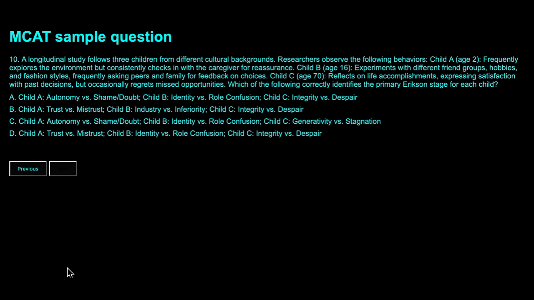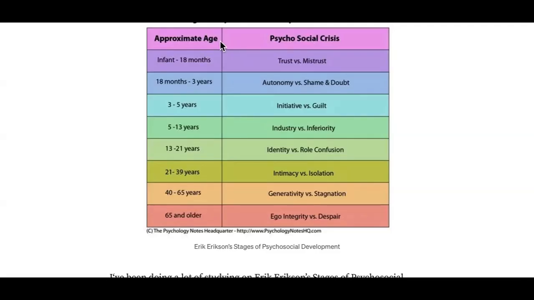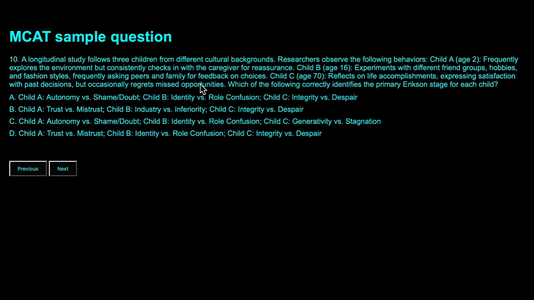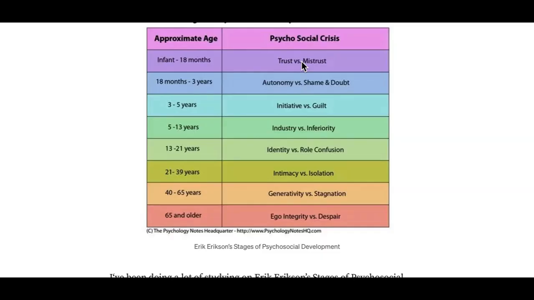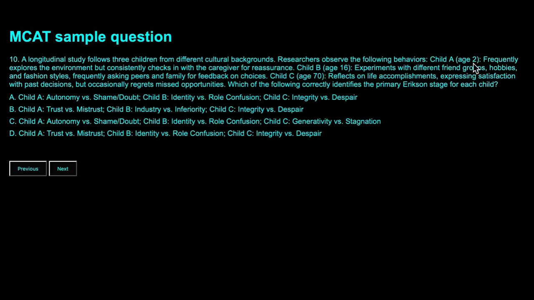So, in order to answer this question, we need to know about the Erikson stages. And these are the stages. We have trust versus mistrust, autonomy versus shame, initiative versus guilt, and so on and so forth. The first child frequently explores the environment but consistently checks in with the caregiver for reassurance. So that's about trust versus mistrust, right? So here, the first stage, infant from 18 months. The crisis they're facing is trust versus mistrust. And if we come back here, the child is 2 years old, which falls within the age range. So we can say for the first one it is trust versus mistrust.